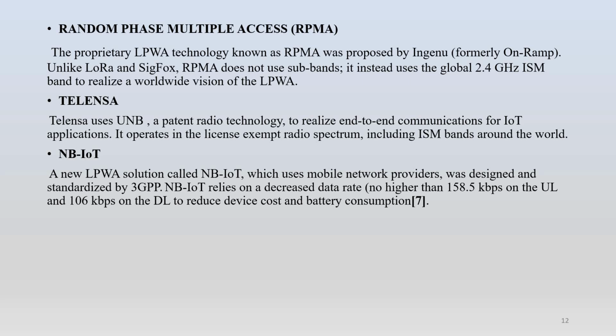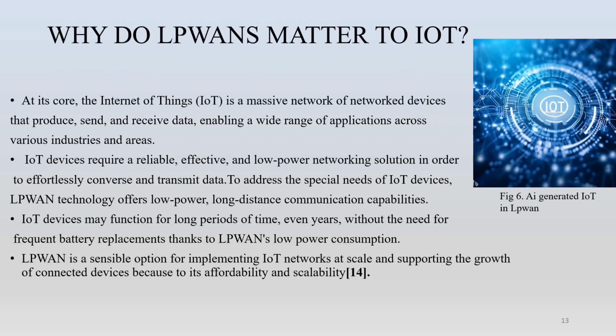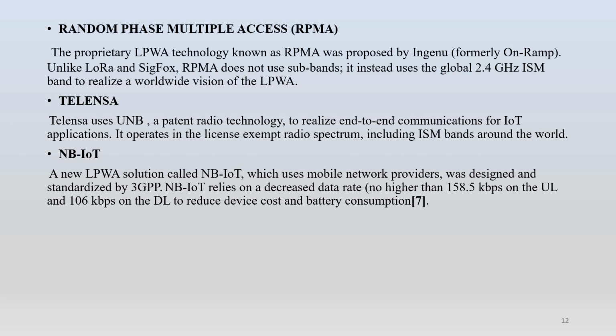The two parts are Telensa and NB-IoT. So Telensa uses UNB, a patent-ready technology, to realize end-to-end communications for IoT applications. It operates in the licensed radio spectrum, including ISM bands around the world. So about NB-IoT, as we have discussed before, is a new LPWAN solution called NB-IoT, which uses mobile network providers. It was designed and standardized by 3GPP.